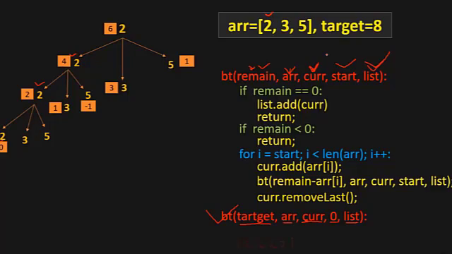So let's add this to our list. Okay, so we have added this path 2 to our list because we found a combination that adds up to 8. Okay, for 3 let's calculate the remain.